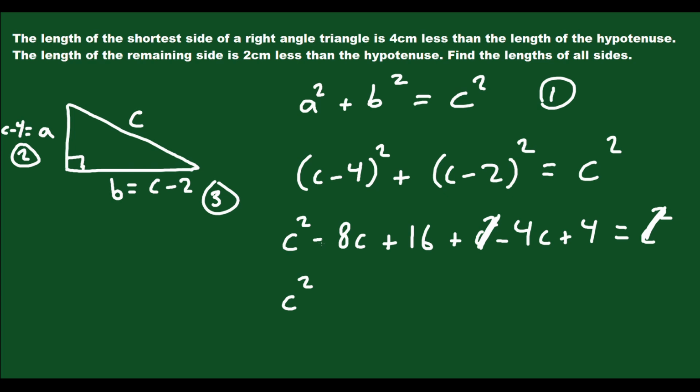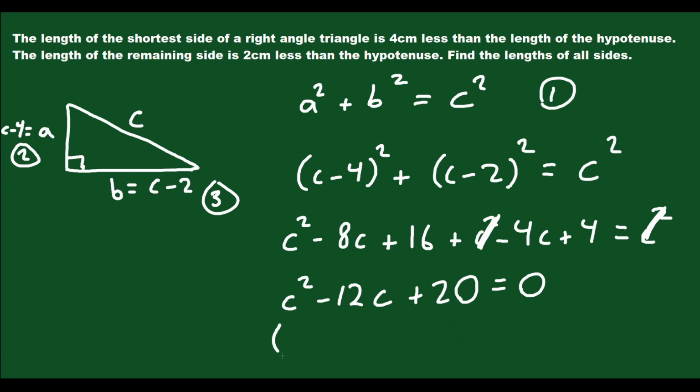Look at your C values. You have negative 8C, negative 4C, that's going to become negative 12C. And you have 16 plus 4, that's going to be plus 20. And it's all equal to 0 now. So now you have a trinomial, and you can solve for C, right? You just got to factor it, right? If factoring didn't work, you could use completing the square, solve for C, or you could use the quadratic formula, but I think we're going to be able to factor this one.